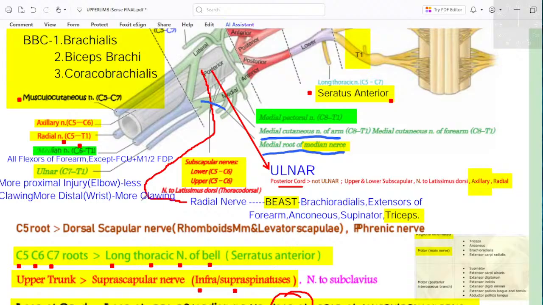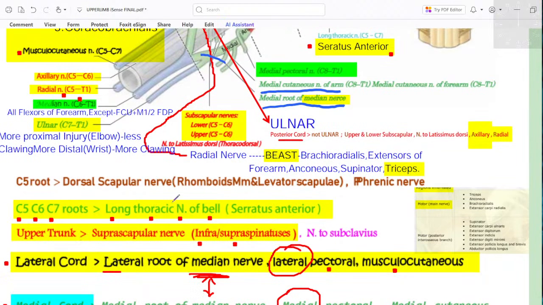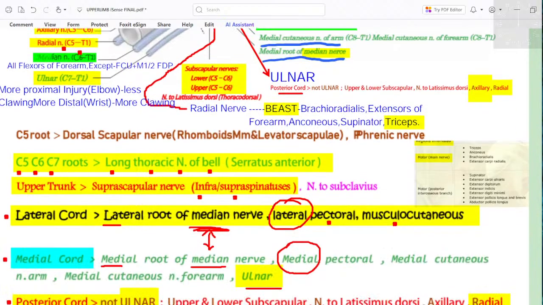Okay. So here you can see the C5 root, dorsal scapular nerve. C5-6-7 root, the long thoracic nerve of Bell, gives supply to the serratus anterior muscle. In the upper trunk, the suprascapular nerve gives supply to infraspinatus and supraspinatus. I tried to accumulate all the information on one page.